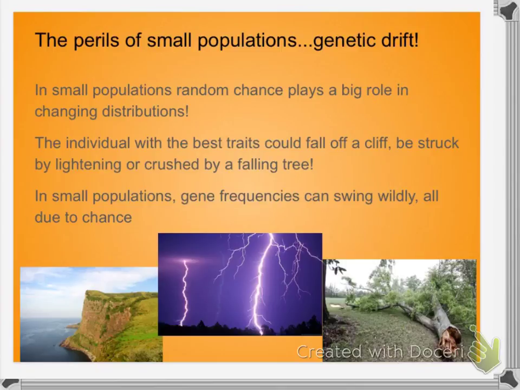This is where we talk about drift. In small populations, random chance plays a big role in changing distributions. An individual with all the best traits could fall off a cliff, be struck by lightning, or crushed by a falling tree. Thunk, smush, splat. In small populations, gene frequencies can swing wildly, all because of the role of chance.